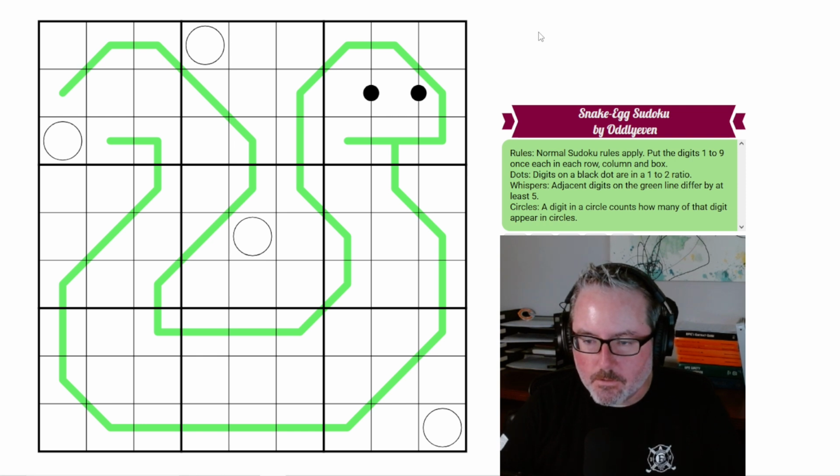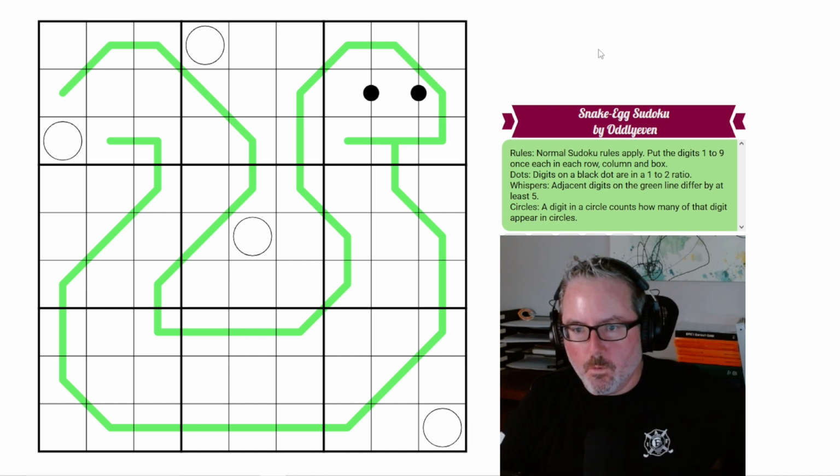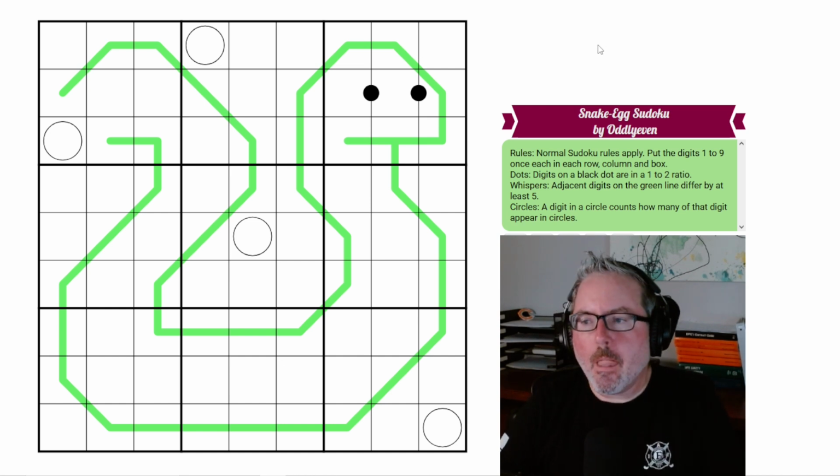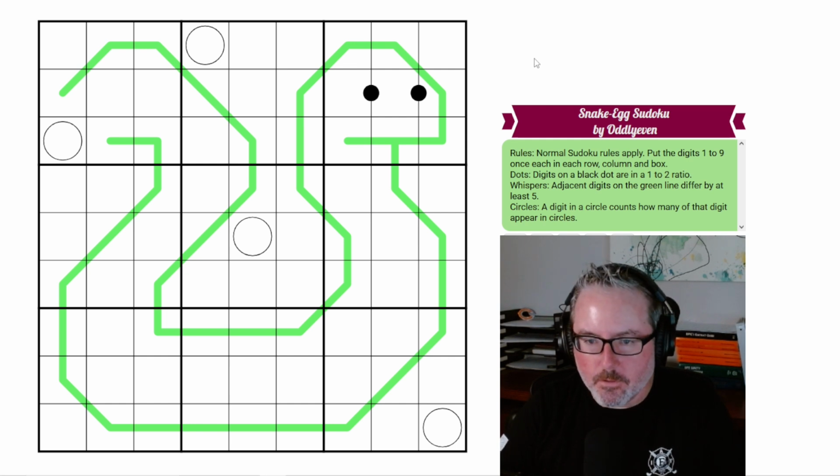And we've also got circles. I did one recently that used this as part of its rule sets. I think they're called counting circles. I don't know if that's correct or not, but it's the more descriptive version of what these are. But anyway, a digit in a circle counts how many of that digit appear in circles. So whatever these are, let's say this is a 2, that means 2 of these circles would have a 2 in it. That's the concept behind the circles rule set. Anyway, so those are the rules for Snake Egg Sudoku by Oddlyeven.